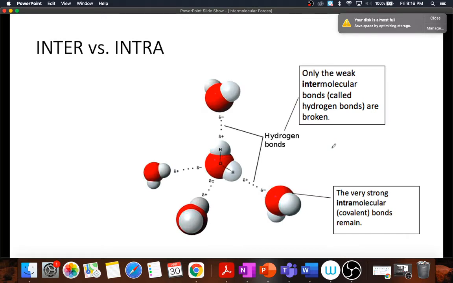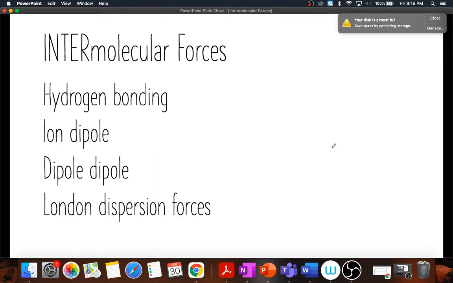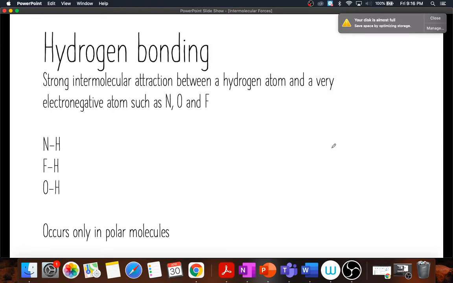Just to recall again, hydrogen bonds are an example. That is what's displayed in this picture here. You get to see the attraction between two different water molecules. The different intermolecular forces that we're going to look at include hydrogen bonding, ion dipole, dipole-dipole, and London dispersion forces. In each of these, we're going to see in which scenarios they take place.